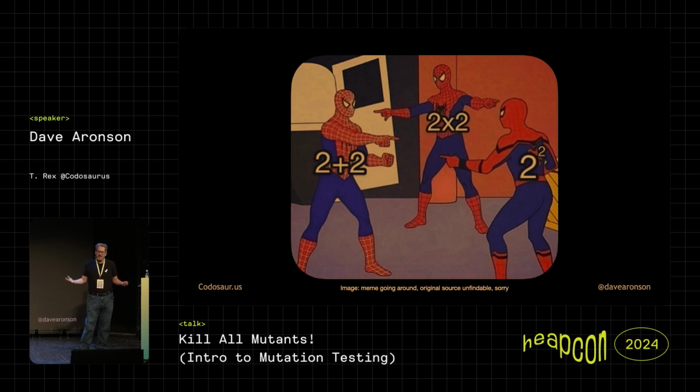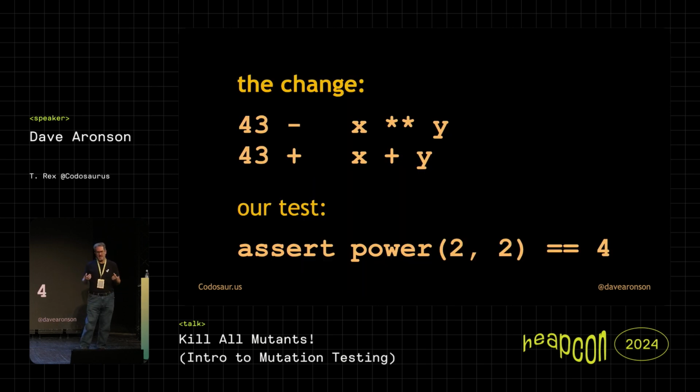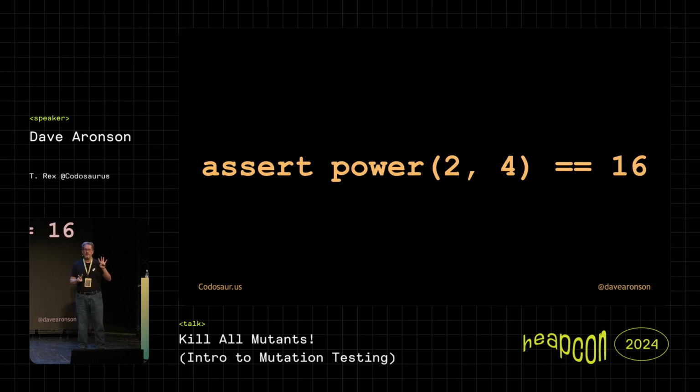So how can we kill this mutant? In other words, make at least one test fail when run against the mutant that would pass when run against the original function. What we need to do is make at least one test use inputs such that x plus y is different from x to the y. And there are lots of ways we could do that. For instance, we could assert that 2 to the 4th power is 16.